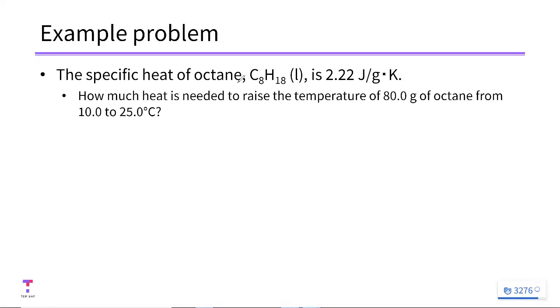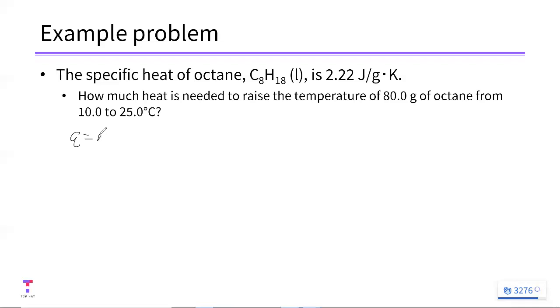So we are told that the specific heat of octane is 2.22 joules per gram Kelvin. Question is, how much heat is needed to raise the temperature of 80 grams of octane from 10 degrees to 25 degrees Celsius?